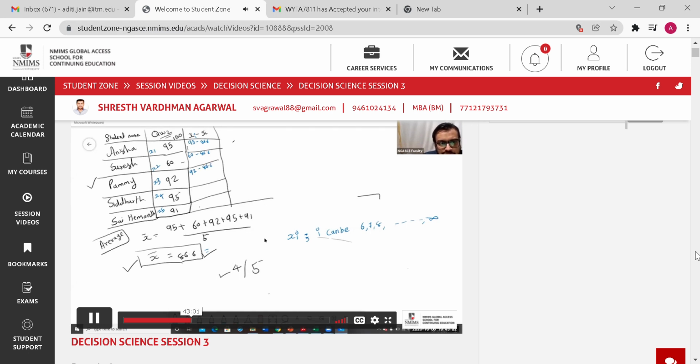Go with the actual observation, the actual figure of the mean. This is 91 minus 86.6. Can you tell me what this particular thing is? X1 minus X bar, 95 minus 86.6. Can you tell me what this is?